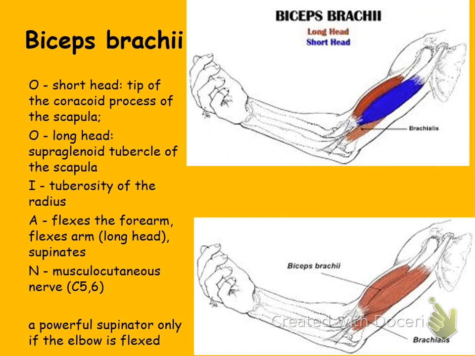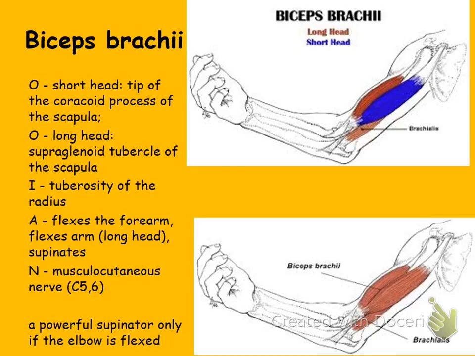Biceps brachii. This is a good one for people to work out. This is a Popeye muscle. Right? You ever watch Popeye? He eats his spinach and his muscles get really big in his arms, right? That's one of my favorite cartoons. So there's 2 heads to the biceps. That's why they call it the biceps brachii.